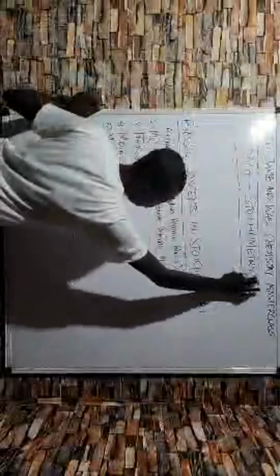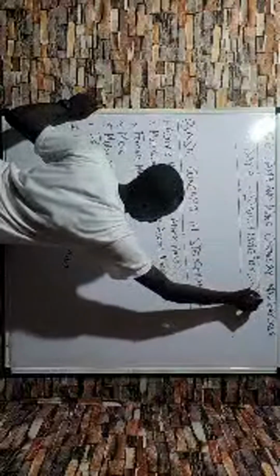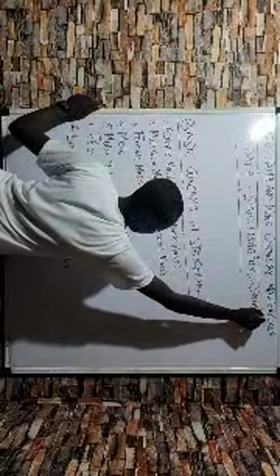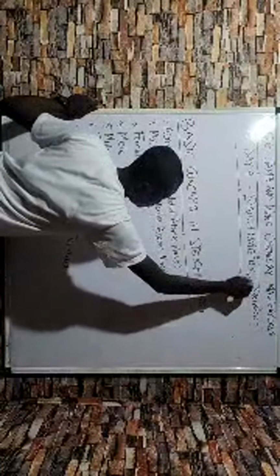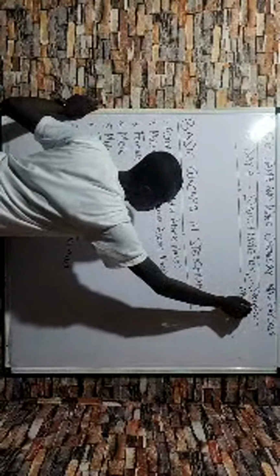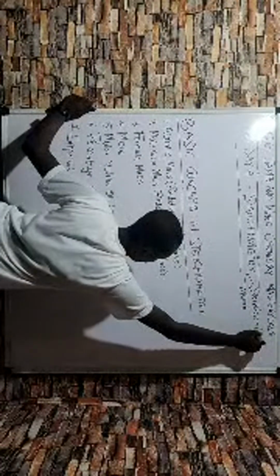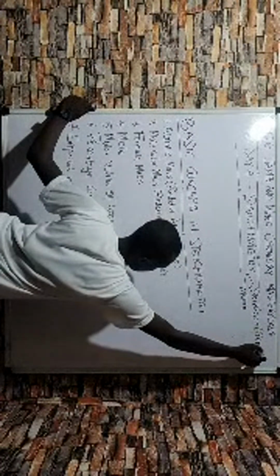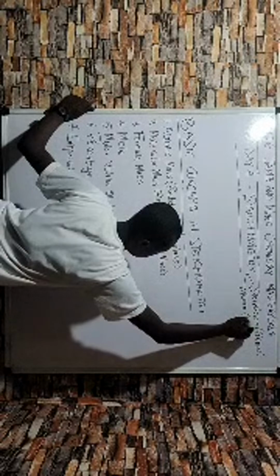So stoichiometry, in its simplest form, like we said, this word comes from two words: stoichion and metron. And like I said earlier, stoichion here means element, and metron here means measure.